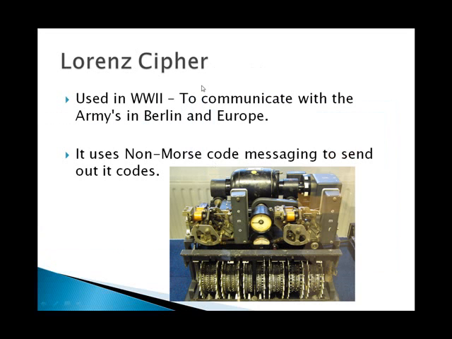The next one was the Lorenz cipher, and it was also used in World War II to help communicate with the armies in Berlin and Europe. What was different about this one was that it used non-Morse code messaging to send out the codes. And this one's a little bit bigger, as you can see, and it was a little more complex than the Enigma.